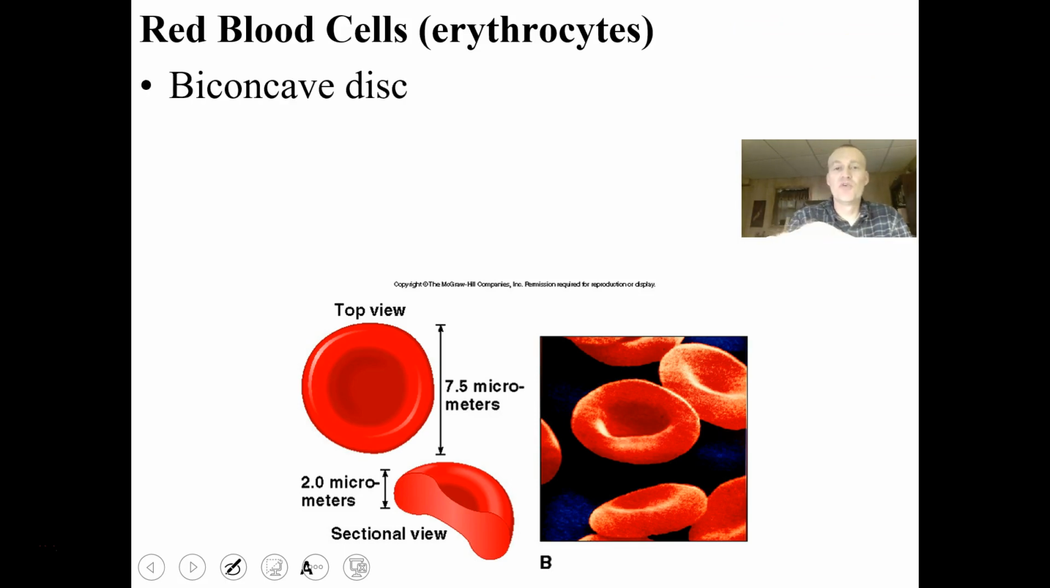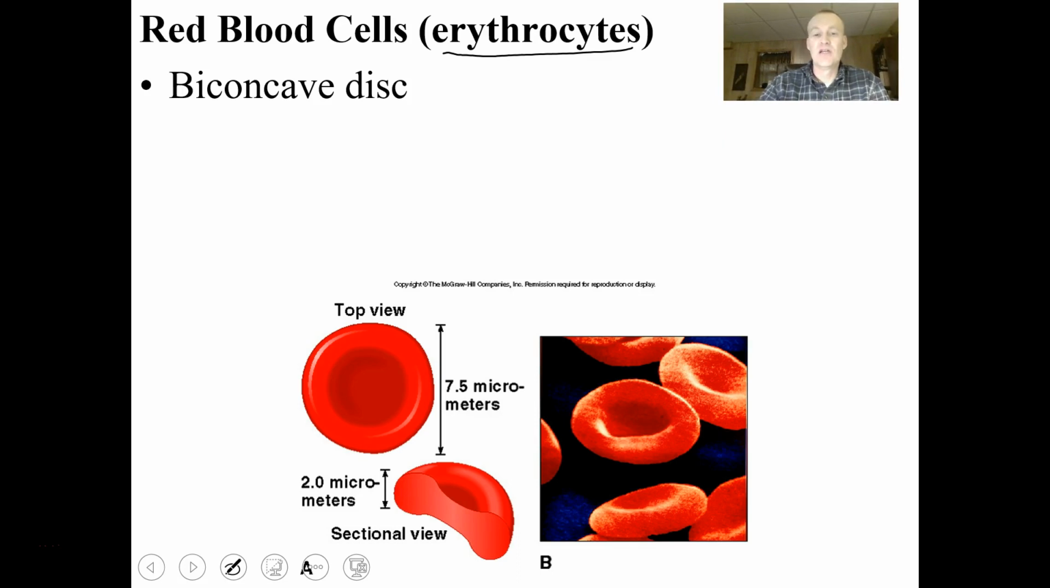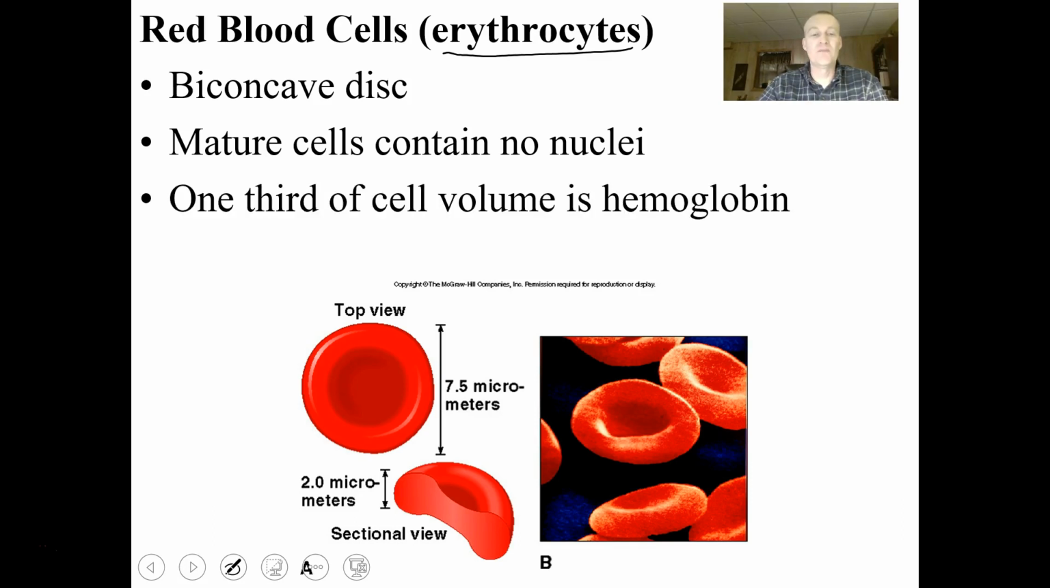They're also known as erythrocytes. Now, erythro means red, cyte means cell. These erythrocytes, or red blood cells, are biconcave discs, so you can almost think of them like a donut without the hole pushed through the donut. Mature red blood cells contain no nuclei. They actually eject it in the process of their formation.